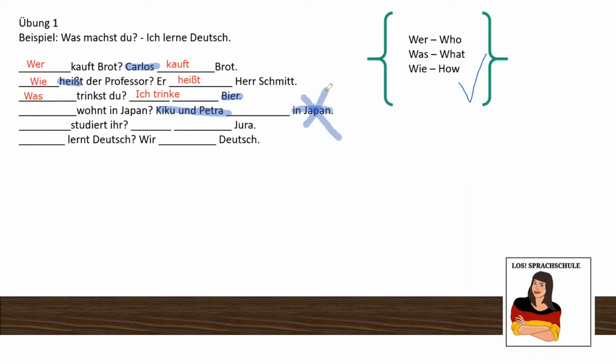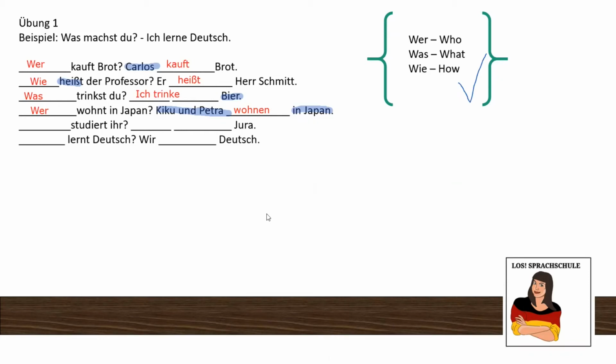So we know this is not it. But even if you would have learned it, it wouldn't be possible because if we ask for where, it makes no sense because we have here the answer already in the question. So of course we have to focus on Kiko und Petra, 2 people. So the right question, wer wohnt in Japan? Kiko und Petra wohnen in Japan.